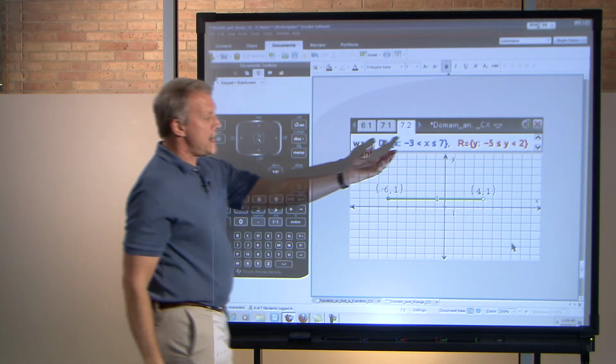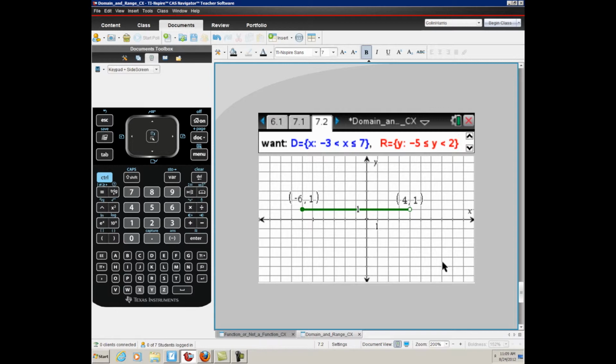So here we want the domain, which was in blue here. We want the range, it's in red here. And so the student can grab these things and move them using the mouse on the handheld. I'm going to use my finger.